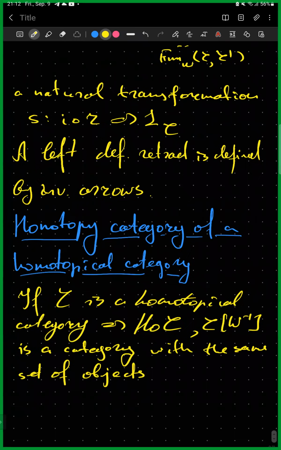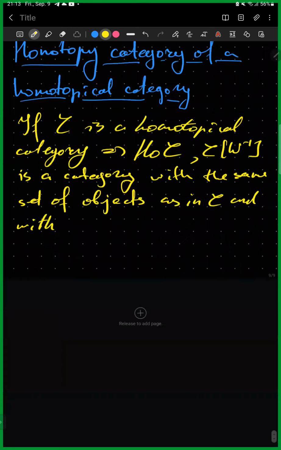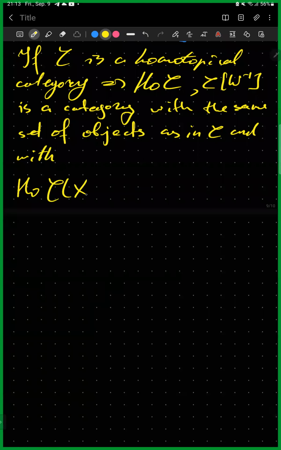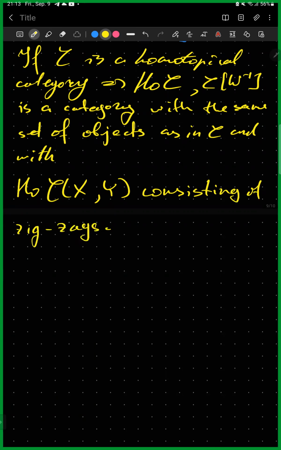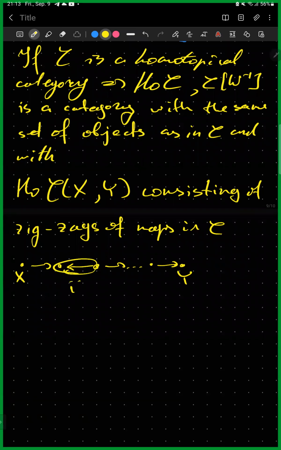So with the same set of objects as in C, and with Hom sets consisting of zigzags of maps in C. So zigzags go obviously from X to Y, and each map in the opposite direction should be an element of W. So this does not look like X. That's better. So this should belong to W. Maps in C with opposite direction.